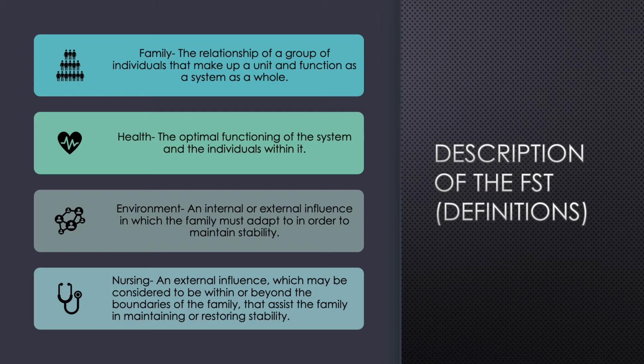So next we're going to define some key words. Family I defined as the relationship of a group of individuals that make up a unit and function as a system as a whole. Health, I defined as the optimal functioning of the system and the individuals within it. Environment, I defined as an internal or external influence to which the family must adapt in order to maintain stability. And nursing, I defined as an external influence, which may be considered to be within or beyond the boundaries of the family, that assists the family in maintaining or restoring stability.